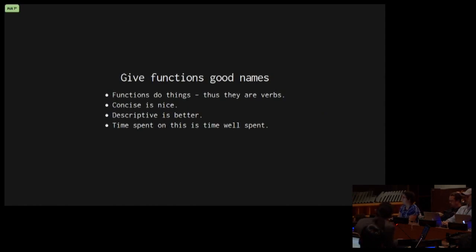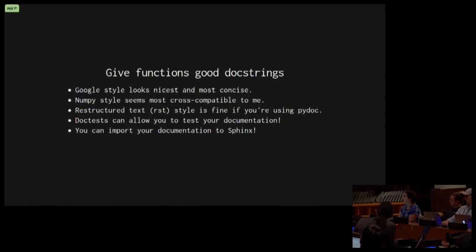We want to give our functions good names. Functions do things. They're verbs. Concise is better. Concise is nice. Descriptive is better. Time spent on this is time well spent. Give your functions good doc strings. So the Google style, I think, looks nicest and most concise.